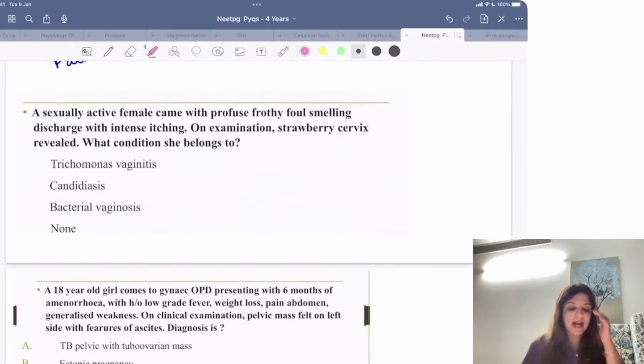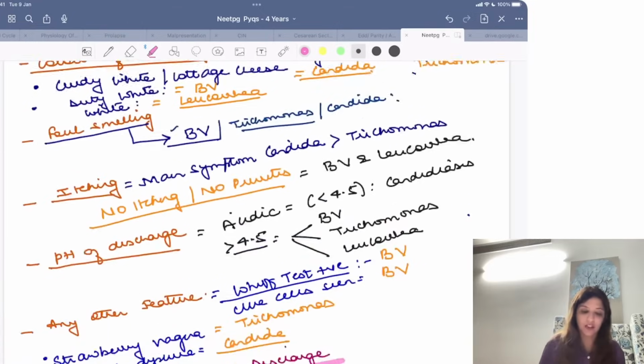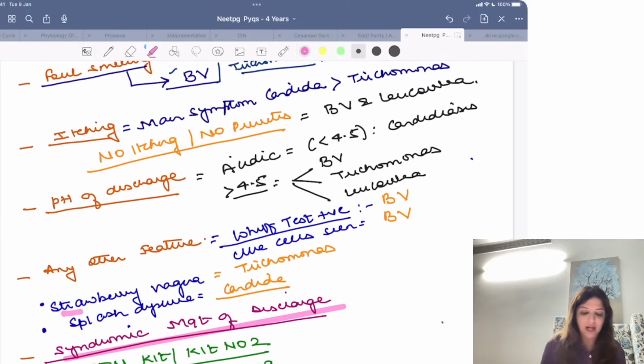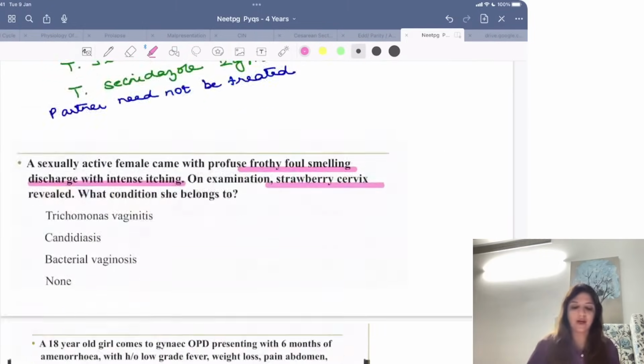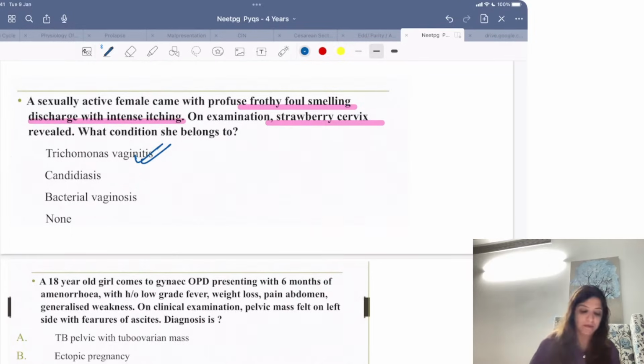Then a sexually active female comes with profuse, frothy, foul smelling discharge with intense itching and strawberry cervix. Now these words, as I told you, I have written it over here also for you. If the discharge is frothy and it is yellowish green in color, it is trichomonas discharge. Then strawberry vagina or strawberry cervix, when they say it is trichomonas discharge, and in trichomonas there is intense itching, so this is trichomonas vaginitis. In trichomonas vaginitis, the drug of choice is metronidazole and partner should be treated because it is sexually transmitted, right?